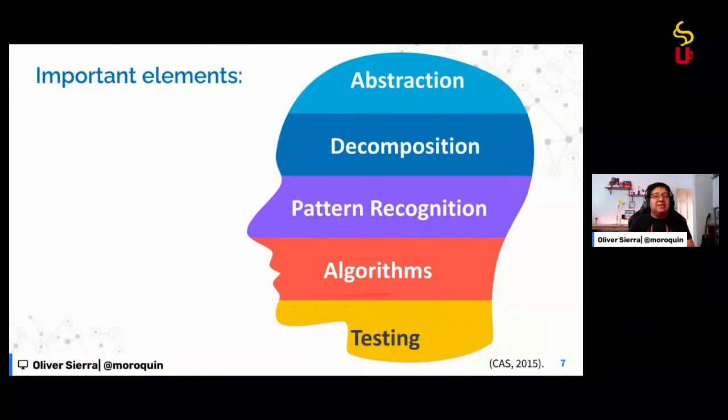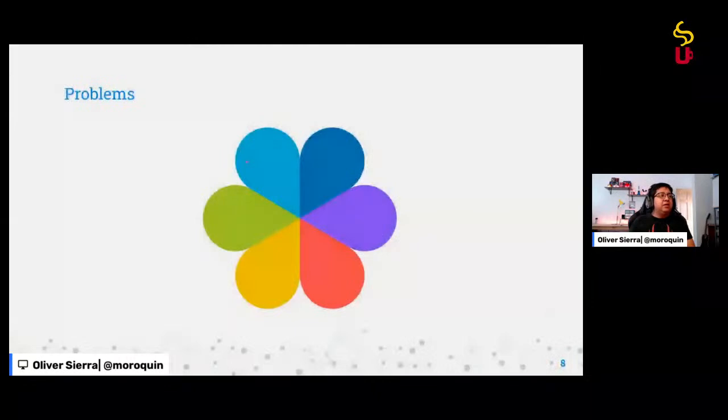But there is one last thing that is very important, and I think we need to do it in everything: testing. Everything we do, like seeing the context, creating the tiniest parts, pattern recognition, algorithms, we need to test. We need to test that we are focusing on solving the real problem, or the problem that we really need. So those are the important elements in computational thinking.